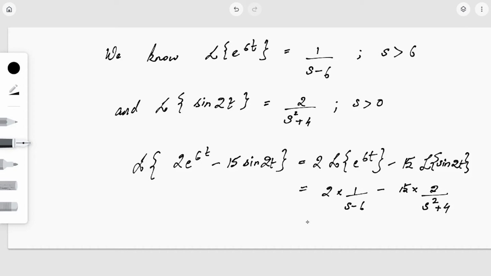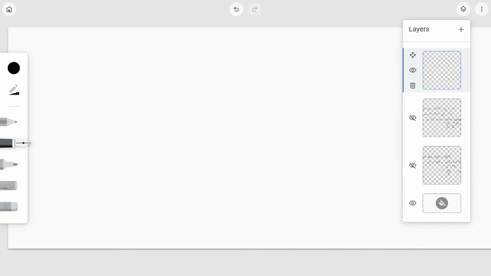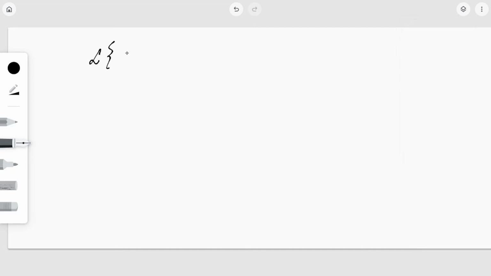So this value will be nothing but, I'm not simplifying it further, 2 into 2 divided by s minus x minus 30 divided by s square plus 4. Okay, and we shall see just one more example, and I hope you will be clear with the concept of linearity. We can find the linear Laplace transform of e raised to minus 3t plus 5t plus 8.